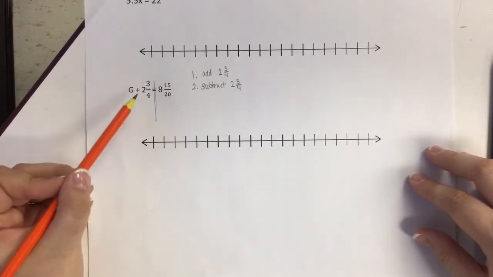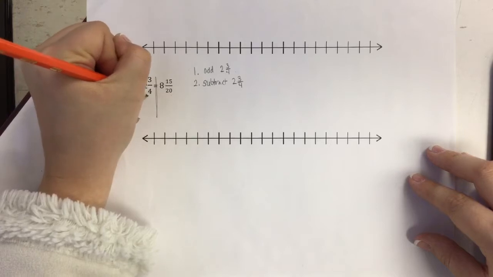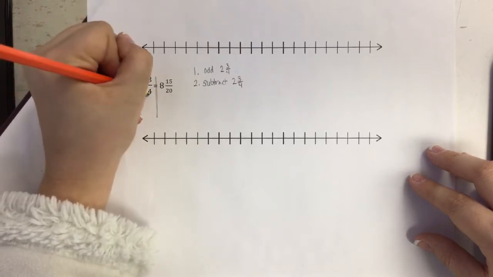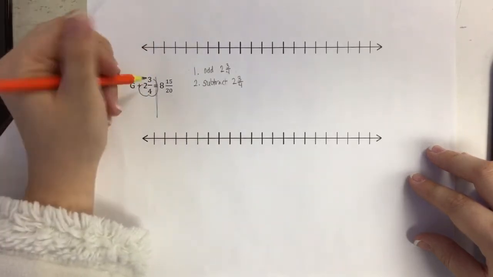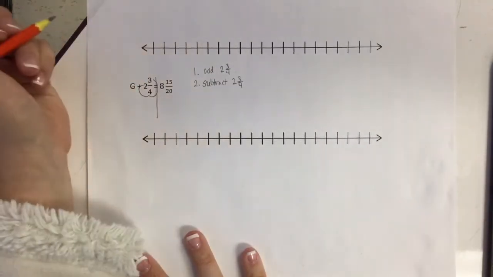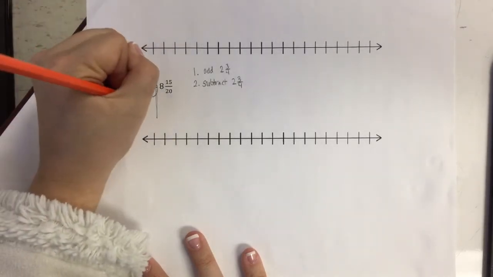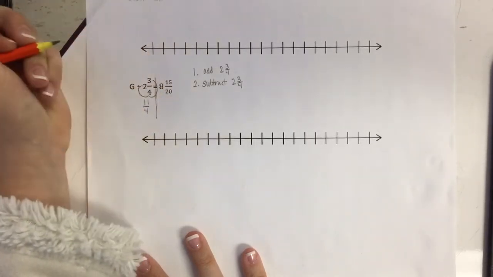So here's what I'm going to tell you. You need to popcorn it. Remember, take 2, multiply it by 4, add 3. So 2 times 4 gives you what? 8. 8 plus 3, 9, 10, 11. So this is actually 11 over 4.